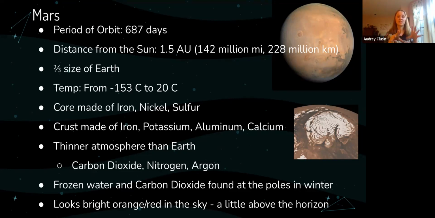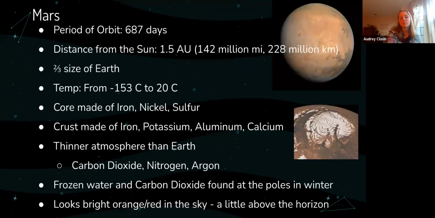But the carbon dioxide part is the important part because it can kind of trap heat in, and that's what keeps it relatively warm, even though Mars is further away from the sun than Earth is. So the frozen water that we think we found on Mars and the carbon dioxide that we found at the poles in winter is really important. This is why we think Mars might be able to support life.